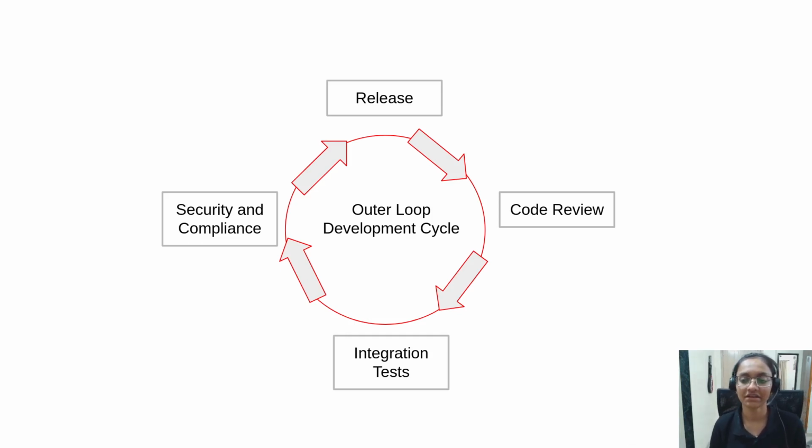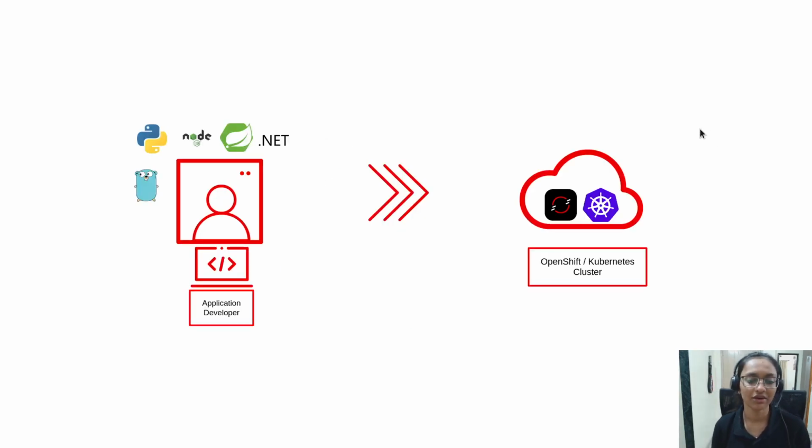It involves activities that are done at a larger team level, such as code review, integration testing, security and compliances, etc. Now, let's talk about an application developer who is supposed to review an application developed by a fellow teammate. This application, once ready for production, will be deployed in a cloud native environment such as OpenShift or Kubernetes. This developer wants to review the application in a production like environment, but finds it difficult to do so because of the complexities involved in running an application in such an environment.